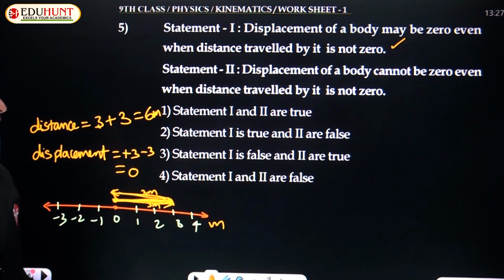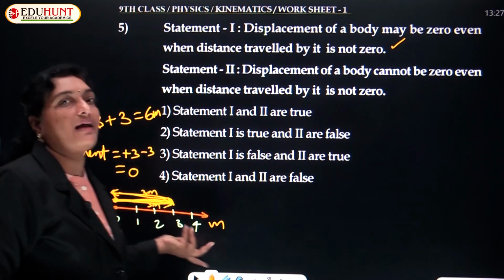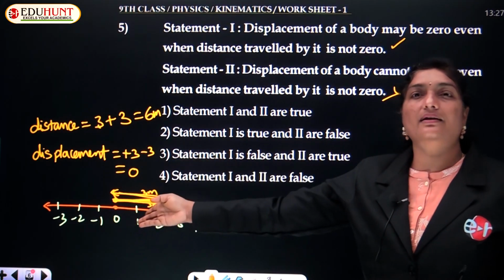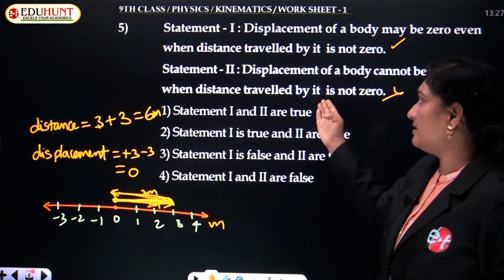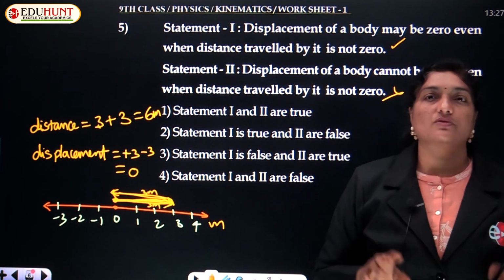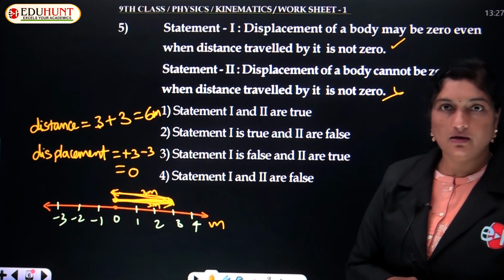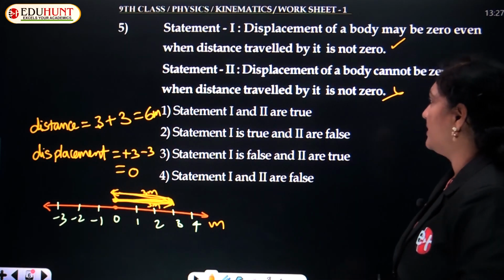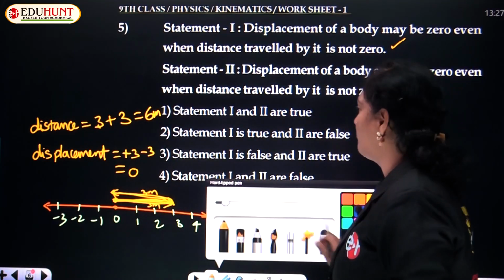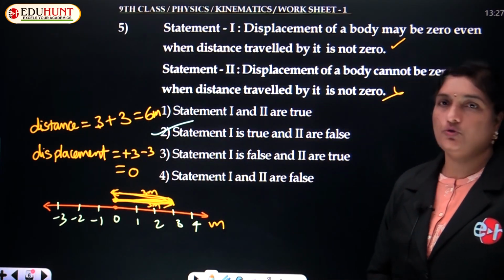Moving to statement 2. Displacement of a body cannot be 0 even when distance travelled by it is not 0. It's a contradictory statement because we proved that it can be 0. So no doubt this statement is false. So among the given two statements, we observe that only one statement is true, that is the first one, and the second one is not true. So where is the correct option, children? Statement 1 is true, whereas statement 2 is false. Hence, the correct answer must be option 2.